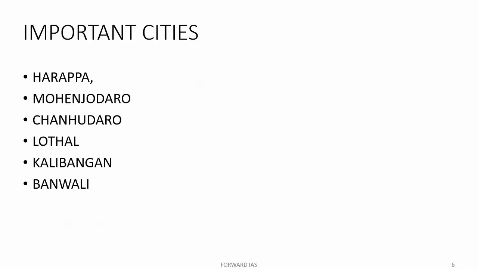The important cities of Harappan civilization were Harappa, Mohenjo-daro, Chanhudaro, Lothal, Kalibangan and Banawali. About 250 sites were discovered as part of Indus Valley civilization, but these six can be considered the major cities. Harappa, Mohenjo-daro and Chanhudaro were located in present-day Pakistan, Lothal in Gujarat, Kalibangan in Rajasthan, and Banawali in Hisar district, Haryana.